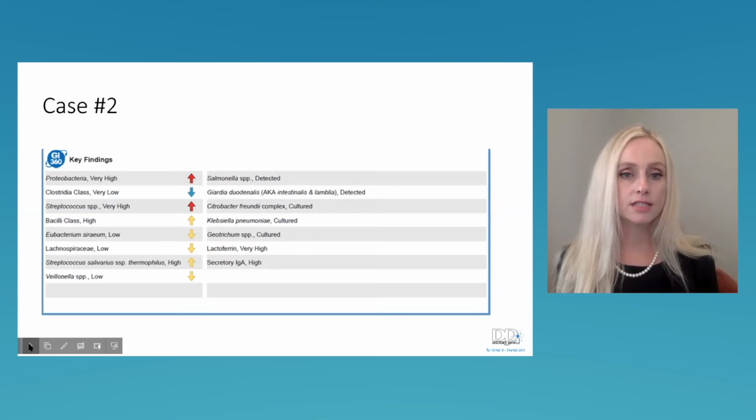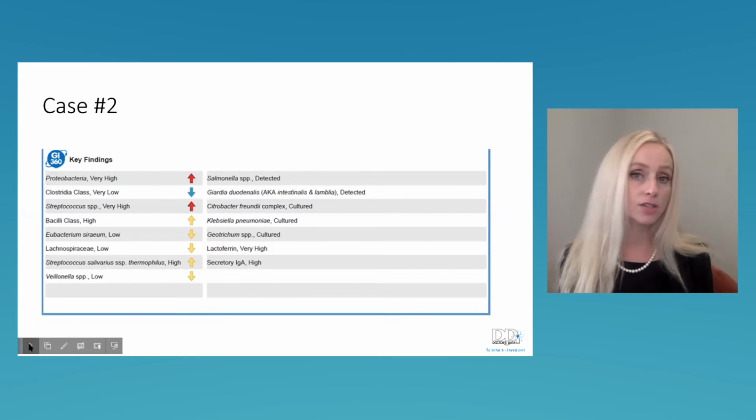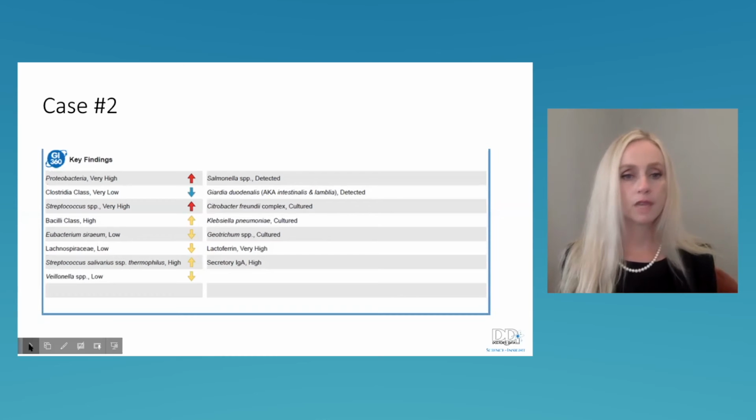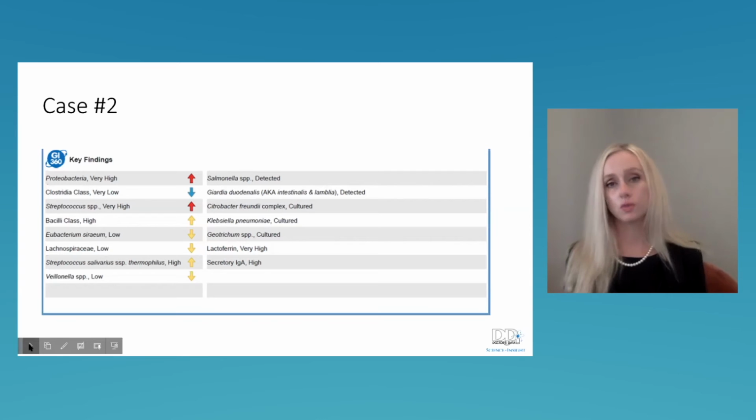The bacilli class is too high. And then we see this Eubacterium serum is too low, potentially associated with excess dietary proteins. Lactosporochiae is too low. And so that is actually going to be associated with inflammation due to the lack of butyrate potentially. And then we see the Streptococcus salivarius and thermophilus is elevated, and that is potentially just associated with dysbiosis. Again, these are very common bacteria within human physiology, the skin and the whole GI tract. Okay. The Veillonella species, this species is too low here.